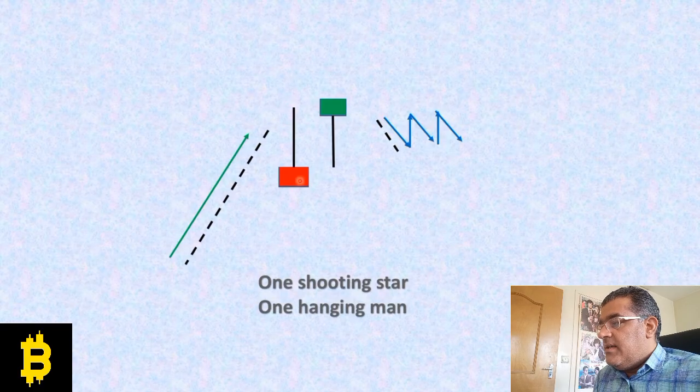Now this one, the first one is the hammer and the second one is the inverted hammer at the bottom of the downward trend.